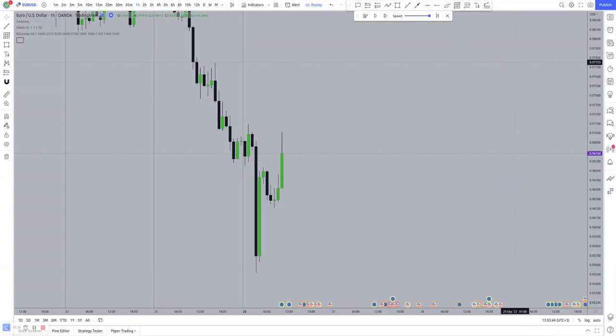So I had 3 trades yesterday, which I do not recommend. The maximum should be 2 trades a day at 2 different trading sessions.